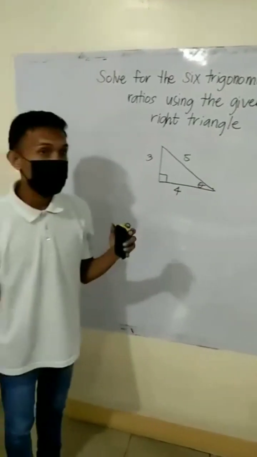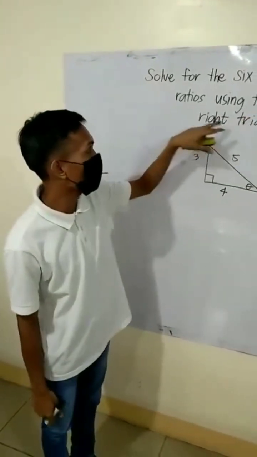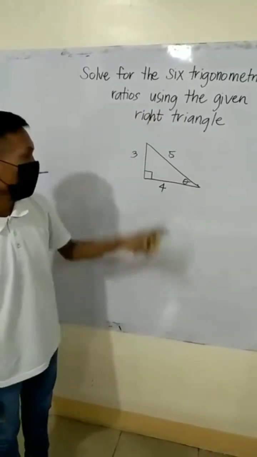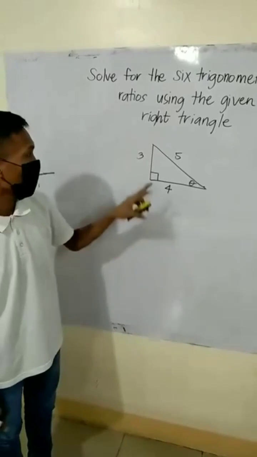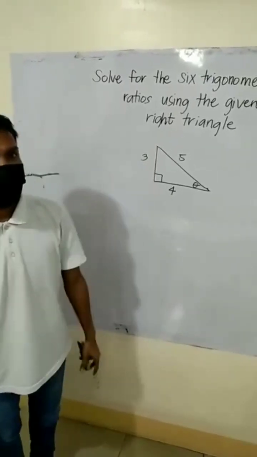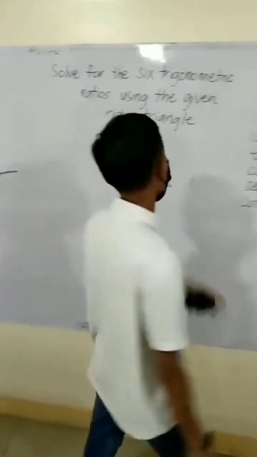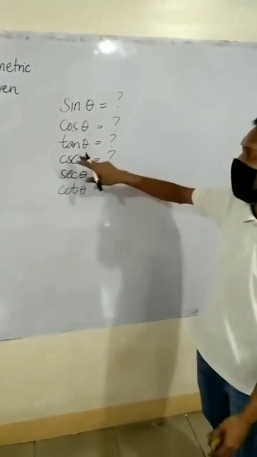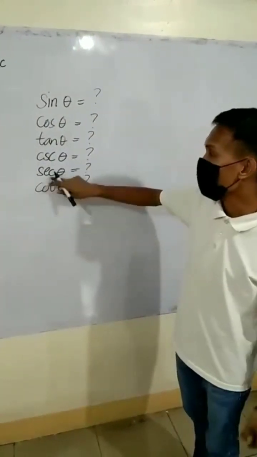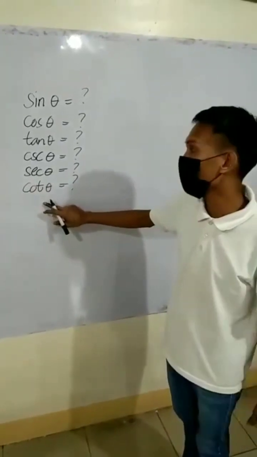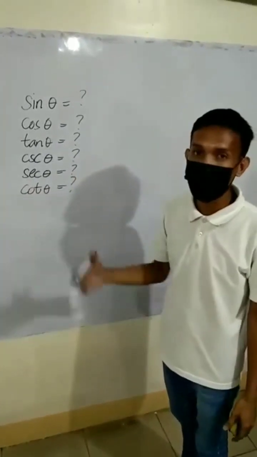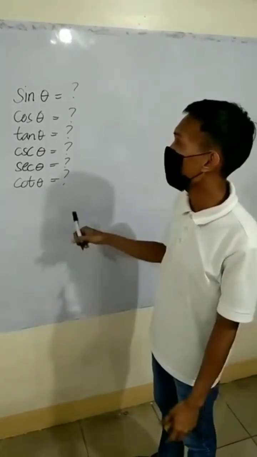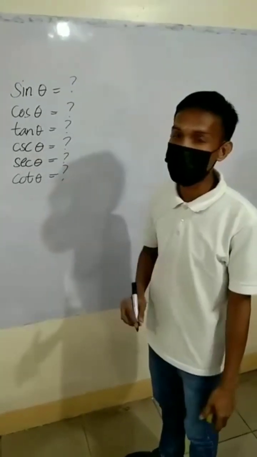Our task for today is to solve for the 6 trigonometric ratios using the given right triangle with its measurements as indicated. So let's recall that the 6 trigonometric ratios are the sine, cosine, tangent, cosecant, secant, and cotangent. And there is a mnemonic that you can use to easily memorize or familiarize these 6 trigonometric ratios.